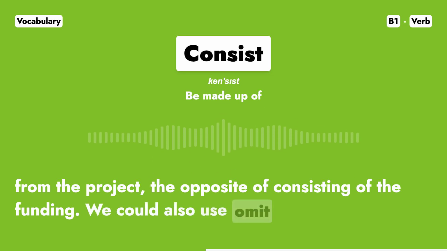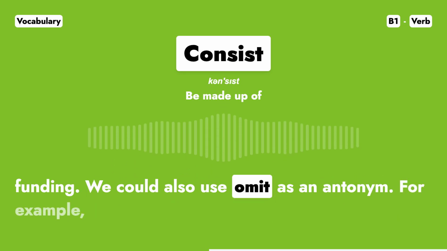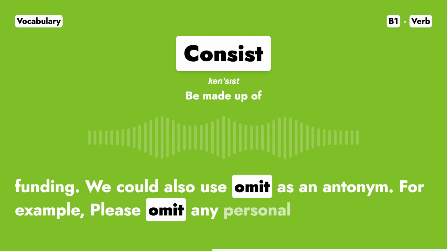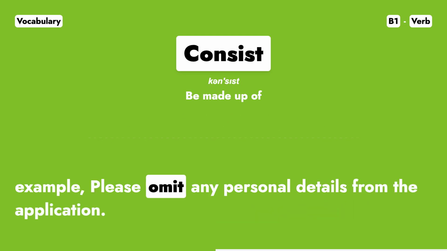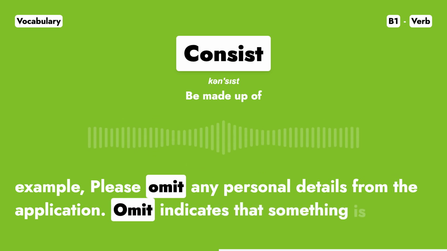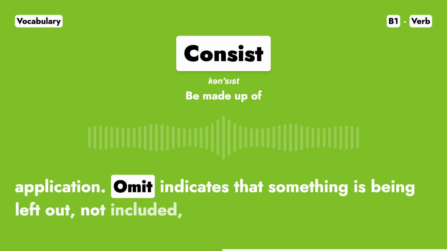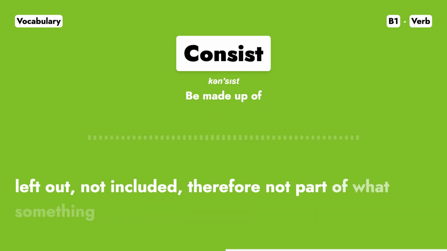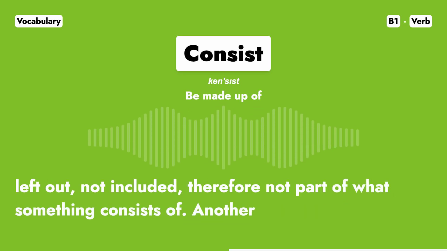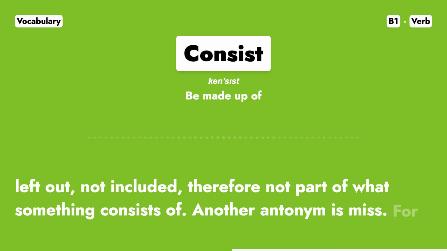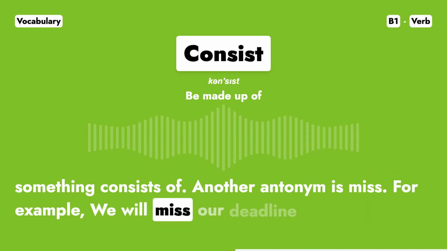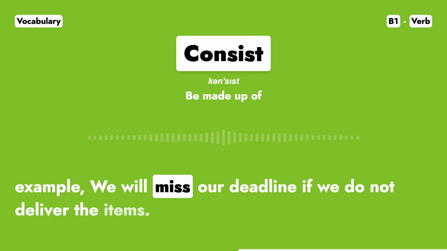We could also use omit as an antonym. For example, please omit any personal details from the application. Omit indicates that something is being left out, not included, therefore not part of what something consists of. Another antonym is miss. For example, we will miss our deadline if we do not deliver the items.